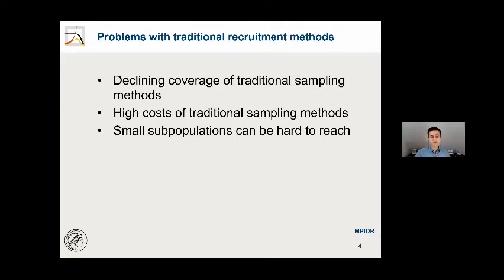This is related to increasing costs of traditional sampling methods, as the number of people that need to be contacted until the target sample has been reached has increased considerably, so that sampling sufficient participants becomes increasingly expensive.